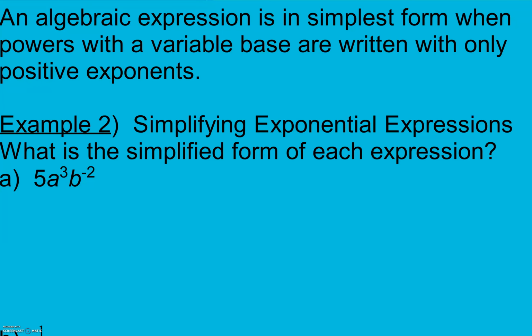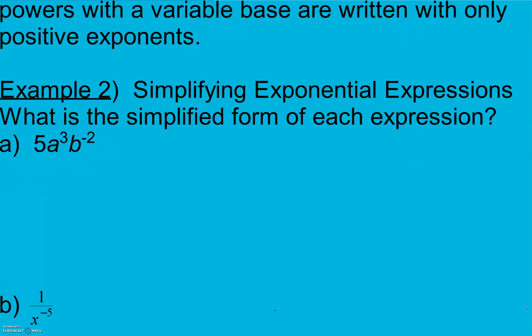An algebraic expression is in simplest form when powers of the variable base are written with only positive exponents. So in example 2 here, we have 3 separate things. We have a 5, and we have an a cubed, and we have a b to the negative second. These are 3 different things. So I can write this as 5 times a cubed times b to the negative second. And we're only going to move things if they have a negative exponent.